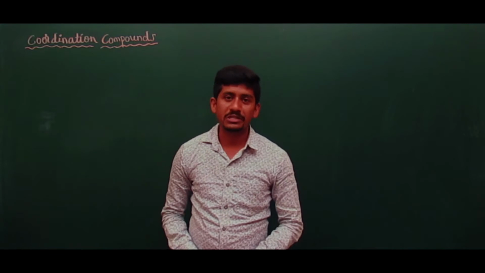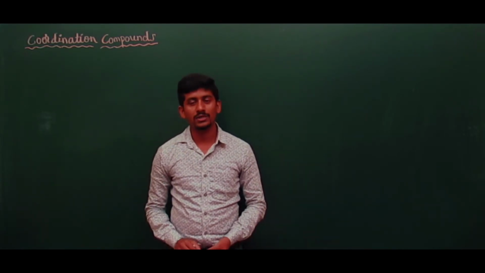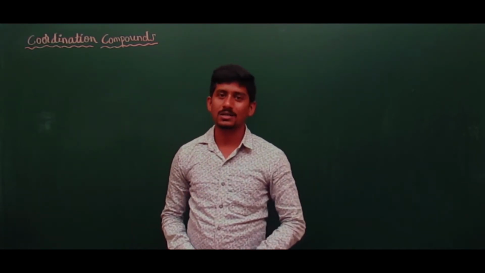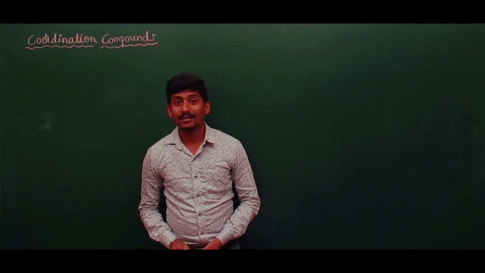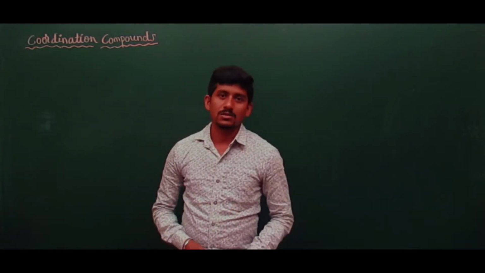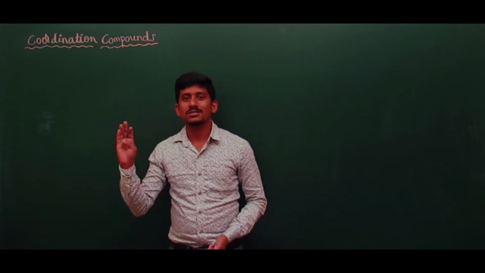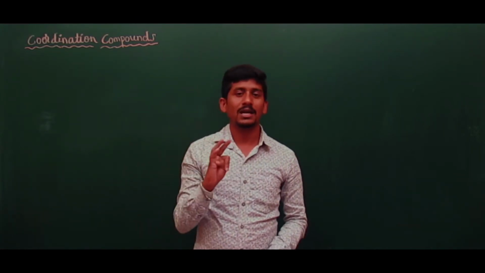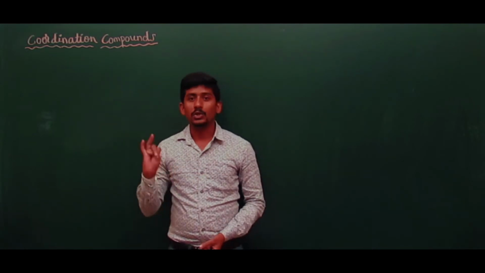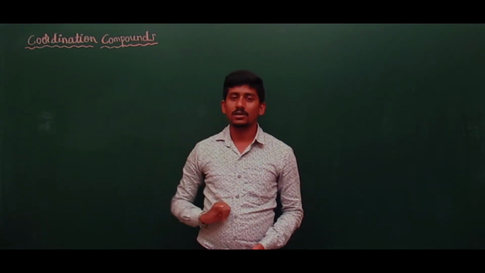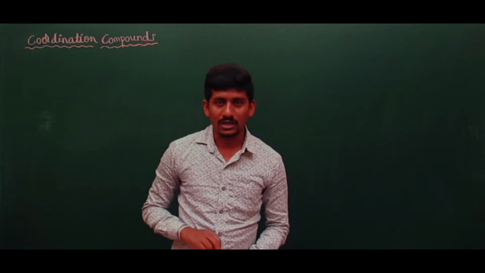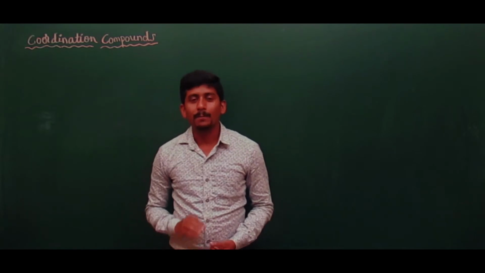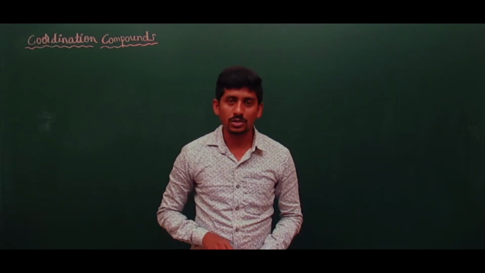Compounds in which a central metal atom or ion is bonded to a fixed number of ions or molecules with a coordination bond are called coordination compounds. Then types of complexes: the first is simple cation, complex anion. The second is complex cation, simple anion. Then neutral complex, as well as complex cation with complex anion. In this video we are going to discuss the basic terms in coordination compounds.